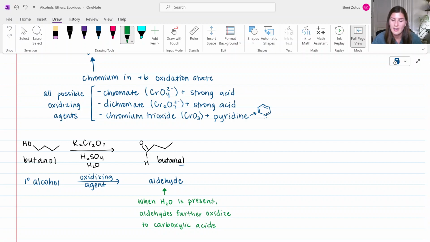So the strong acids that are aqueous, having the water present, causes a reaction to continue. So to represent this chemically, we have the same reagent still present. I'm going to write another arrow to show the carboxylic acid product. We end up with the carboxylic acid, where instead of a hydrogen being bonded to the oxidized carbon, we have an OH group bonded there.